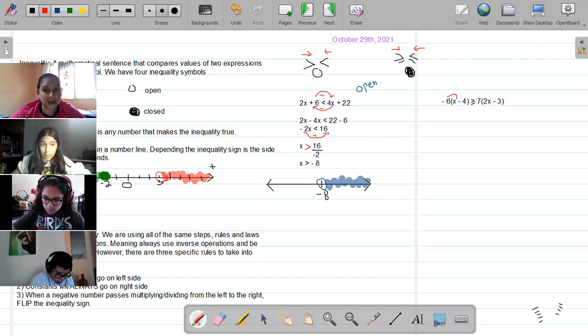We're going to multiply this -6 times the x and times the -4. And at the other side, the right side, we're also going to apply the distributive property of 7 with the parentheses.